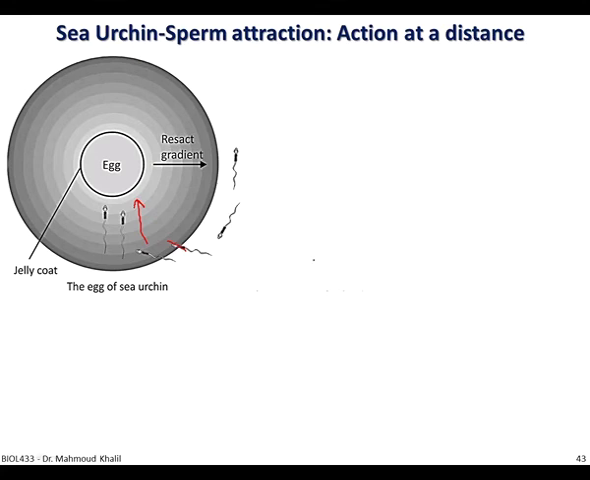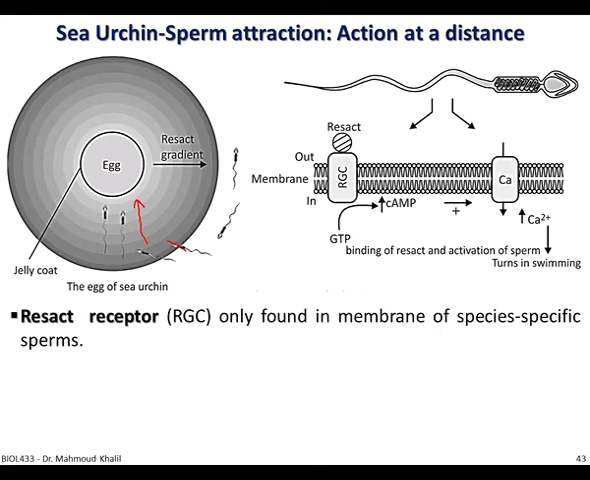Okay. So now we solved the problem of identification of the sperm for its own egg. Now we can see how the molecular events occur once the sperm is recruited toward the egg.